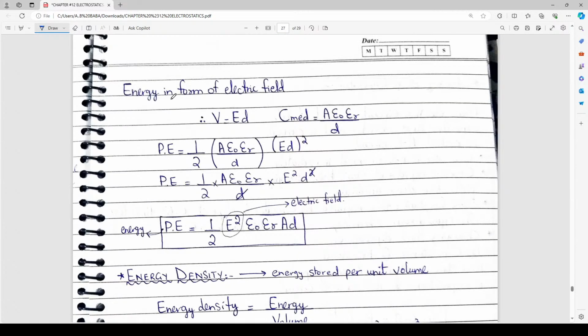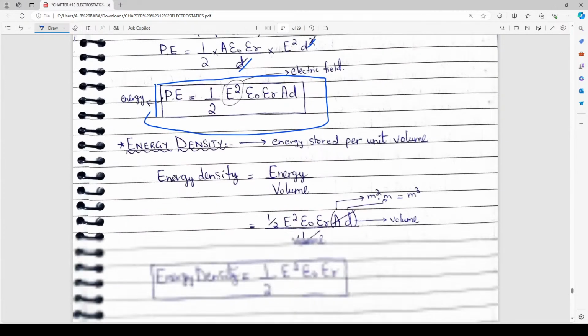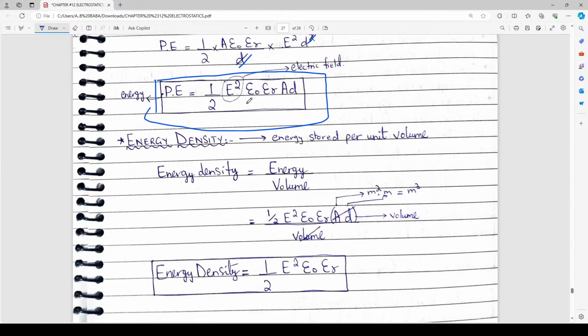Energy in the form of the electric field: V is equal to ED, and C, as we know, is equal to A epsilon naught epsilon R upon D. So potential energy becomes 1/2 times A epsilon naught epsilon R upon D times E squared D squared. Simplifying the equation, we cancel out D with D squared, and the rest comes in the potential energy formula: half E squared epsilon naught epsilon R A D.